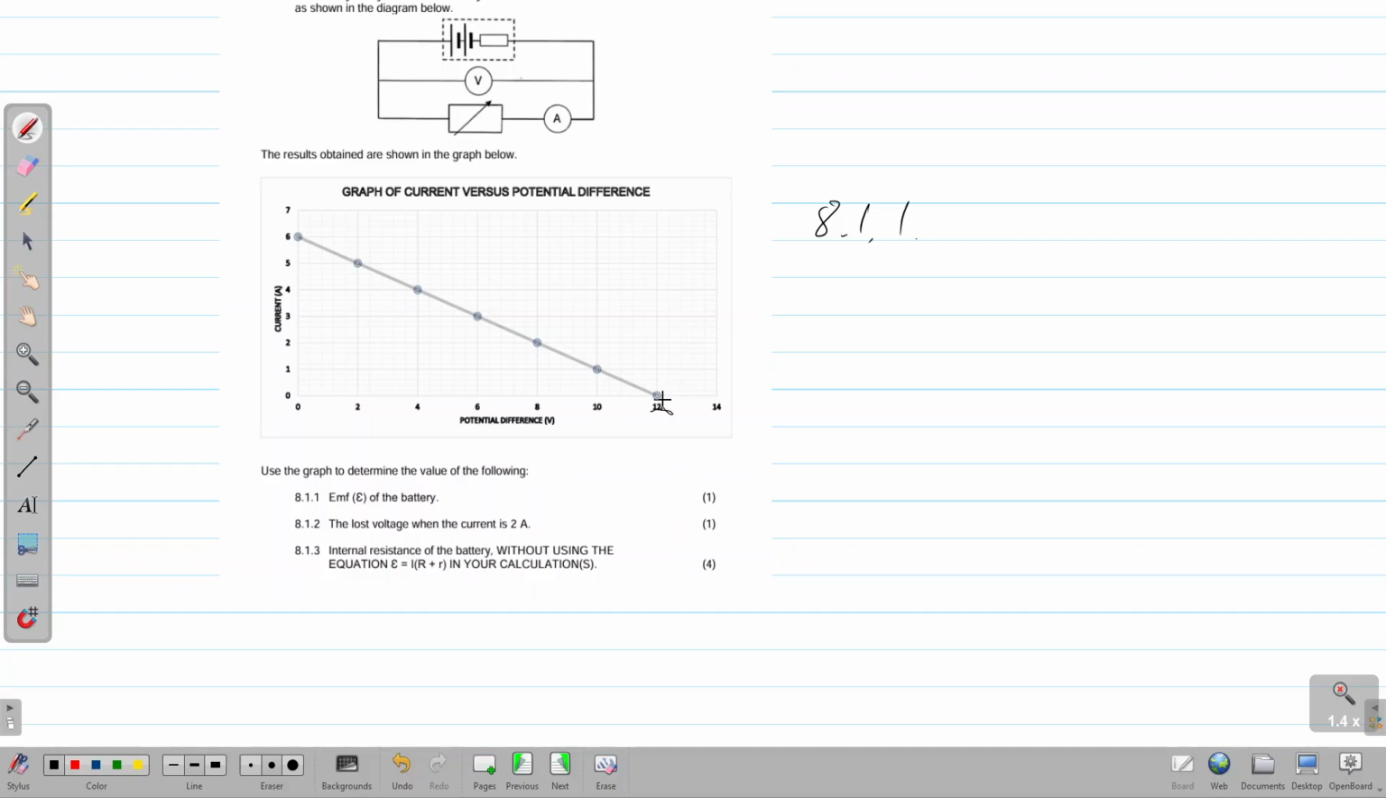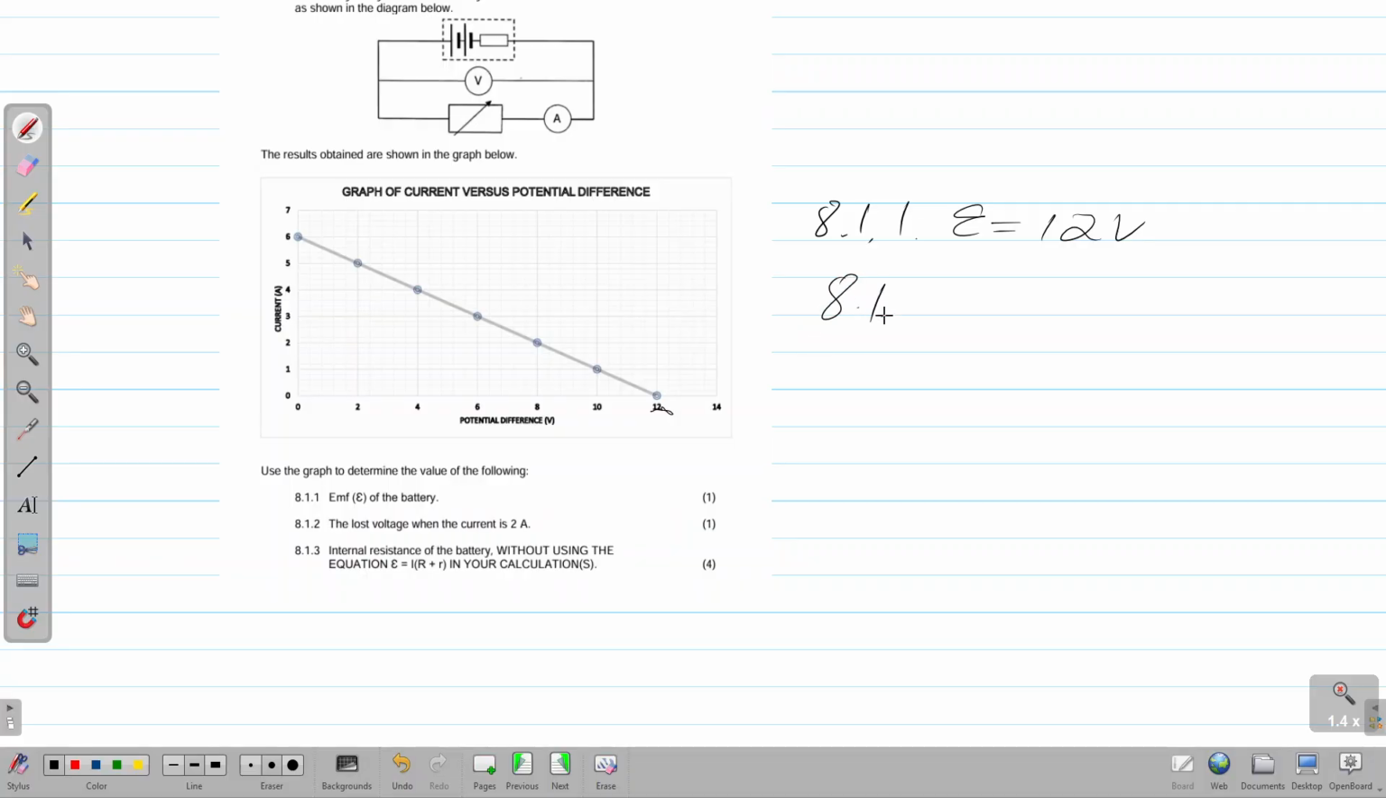It's going to be the potential difference of an open circuit. So a circuit is open. On this x-axis line here, the current is 0 everywhere. So what is the voltage when the current is 0? It's 12 volts. So our EMF is equal to 12 volts.